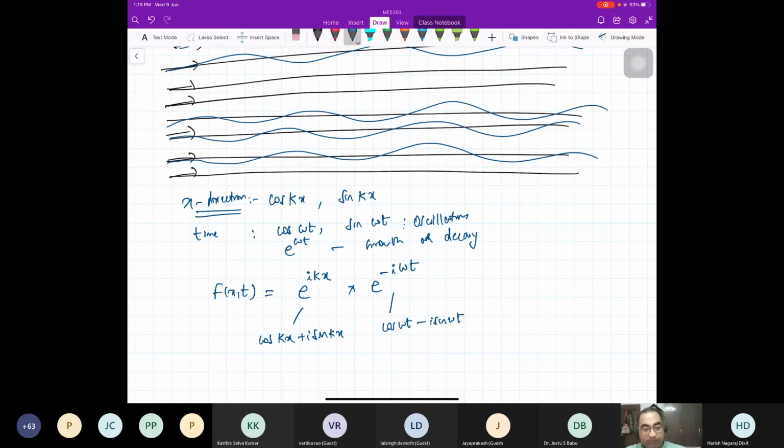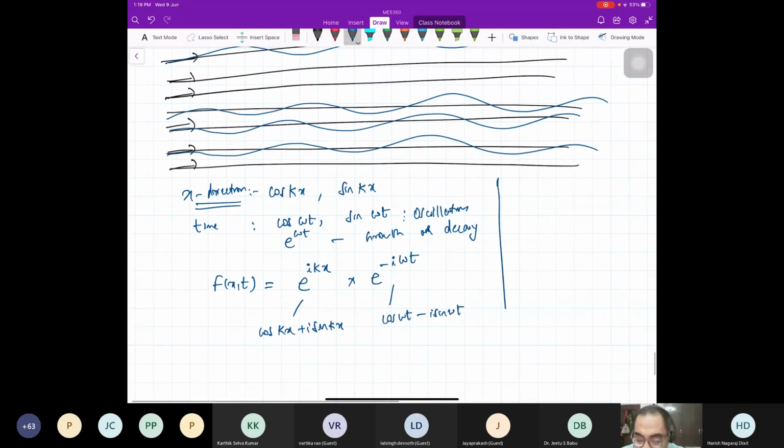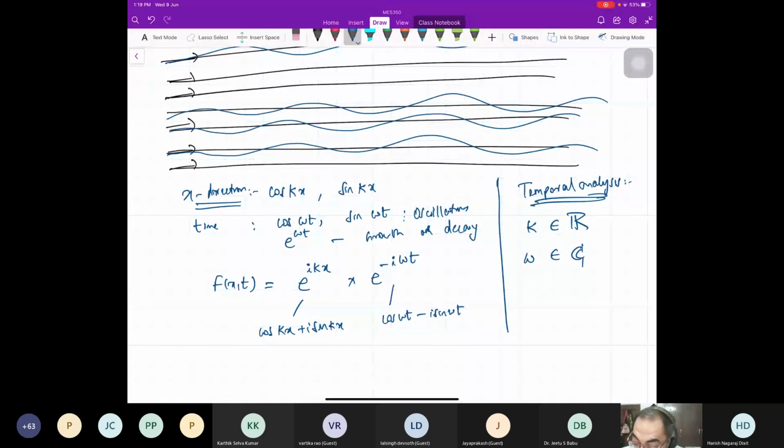Okay, but where is growth in this? I can only see oscillations. Correct? So to get growth, what we will do in this lecture today is what is called a temporal analysis. Temporal analysis means we will say k is real, it belongs to the real number set, but omega is complex, which means that omega can be omega r plus i omega i.